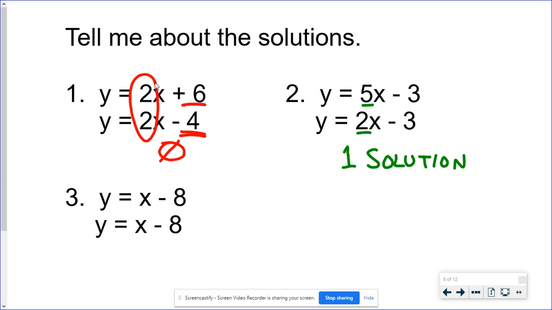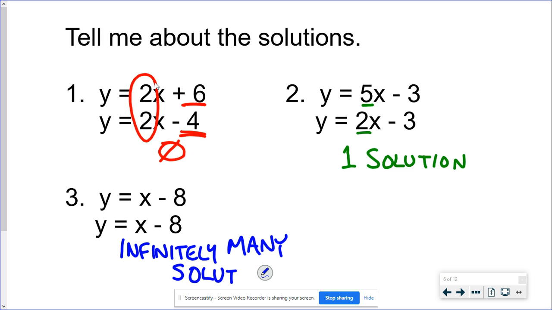These two equations are the same. They're exactly the same. They are the same lines. There will be an infinite number of solutions. So the solutions would be all points on the line, but how many solutions are there? Infinitely many.